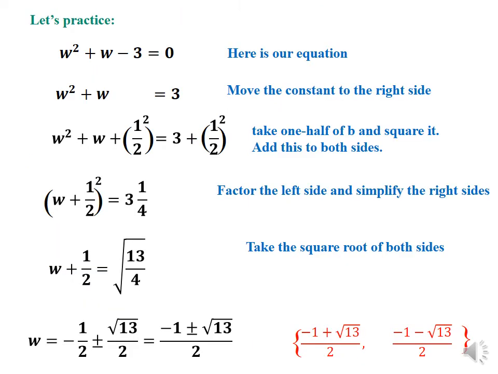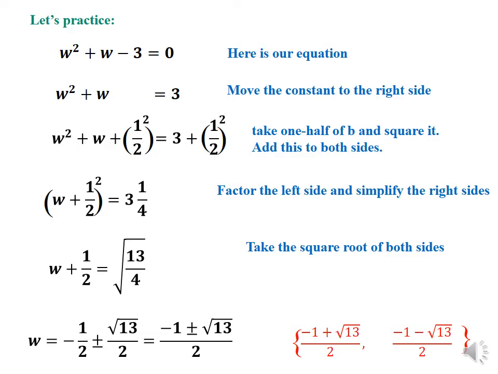Here's our equation. Let's move the 3 to the other side by adding 3 to both sides and open up some space. In that space, we're going to take b. The coefficient b is the coefficient of the w term, and that coefficient is 1. If we take 1/2 of it and square it and add it in that blank space, we must do the same thing to the other side. Now the left side is a perfect square trinomial of w. We can square w plus 1/2 and come back to w squared plus w plus 1/4.